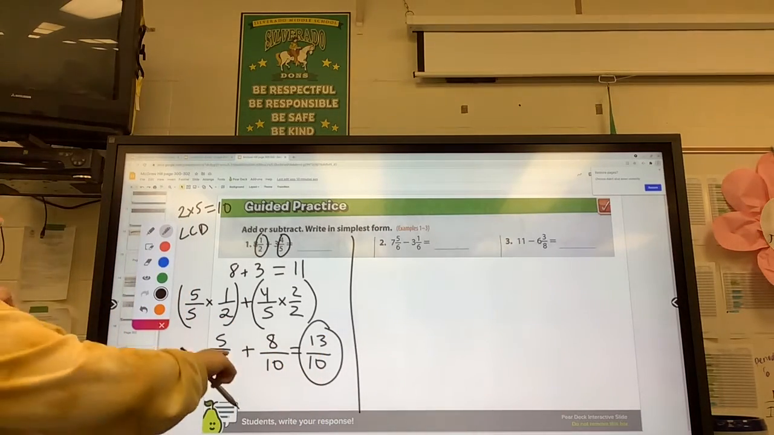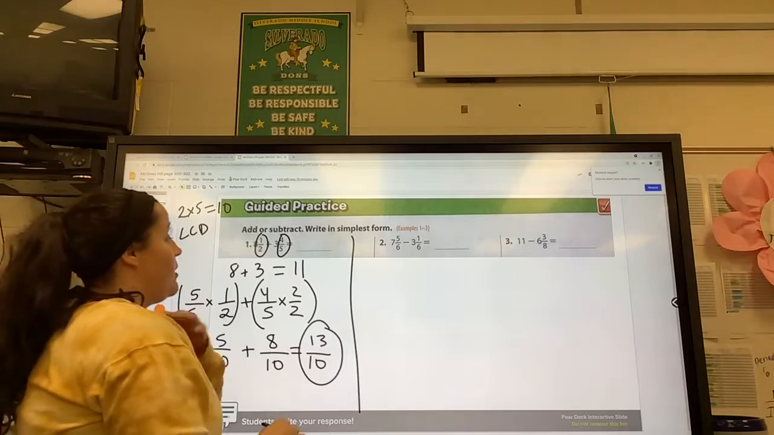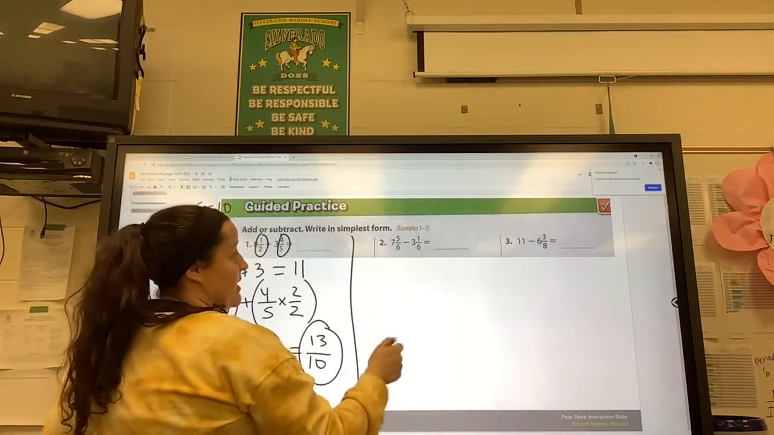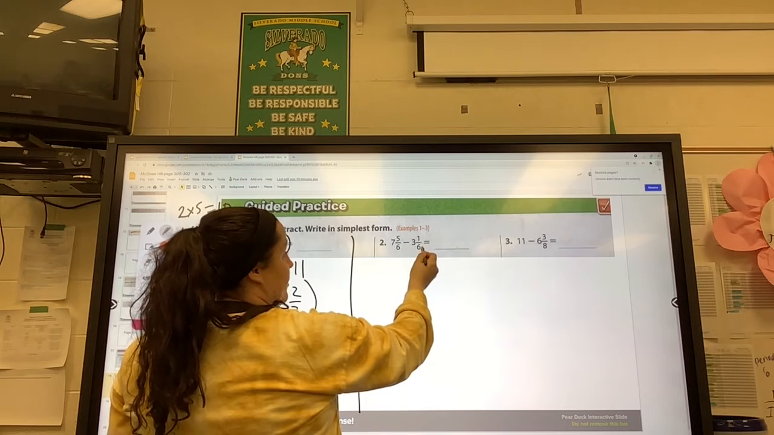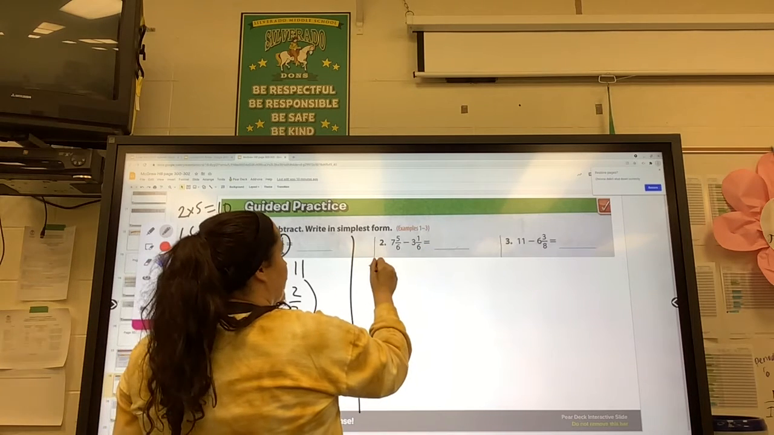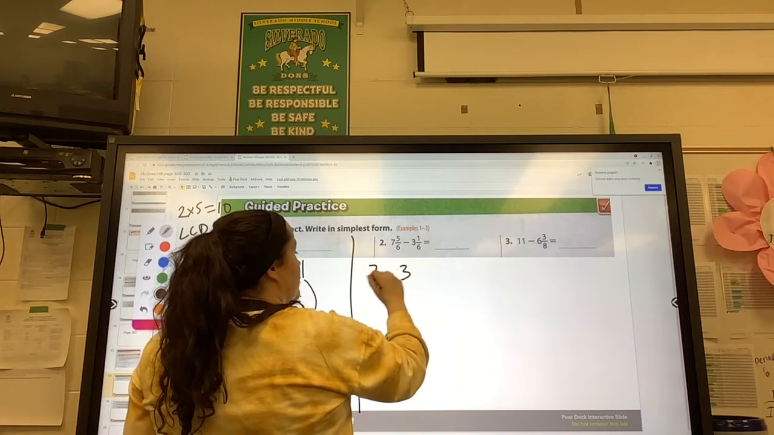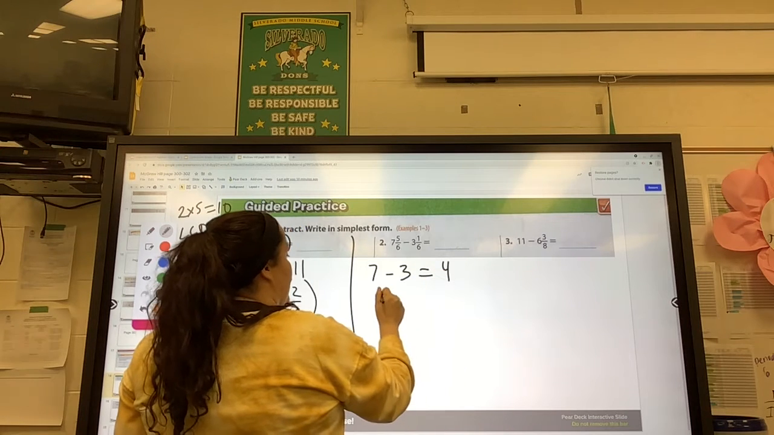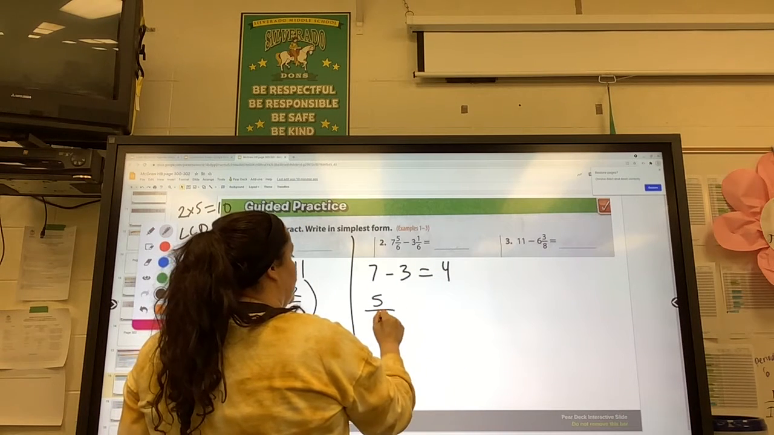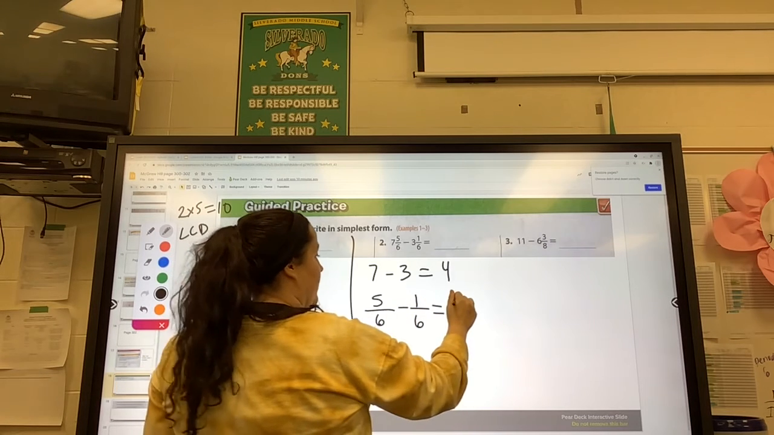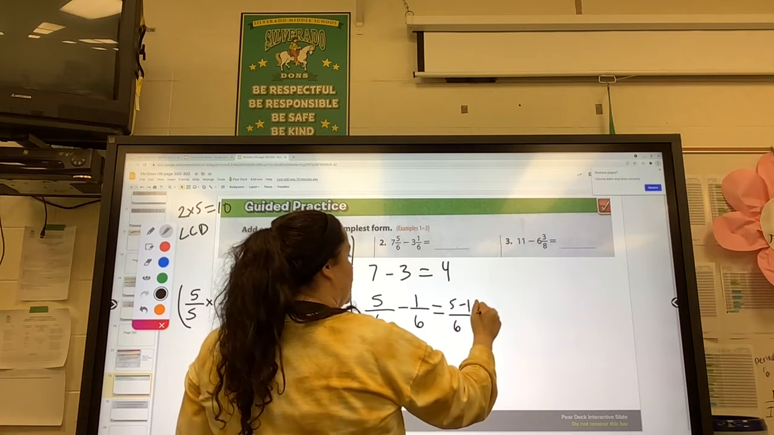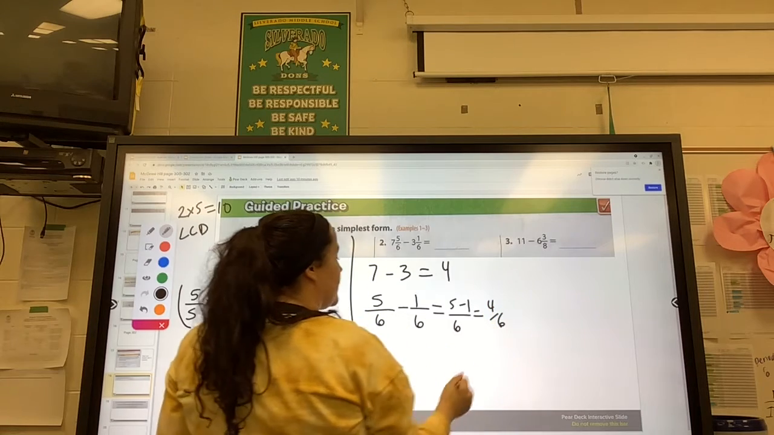I see an easy subtraction, right? And the reason why this tells me that it's easy is I know that 7 is bigger than 3 and 5/6 is bigger than 1/6. So I'm going to subtract the parts. 7 minus 3, subtract the whole numbers. And I'm going to subtract minus 1/6 equals 5 minus 1, 4/6, 4/6.